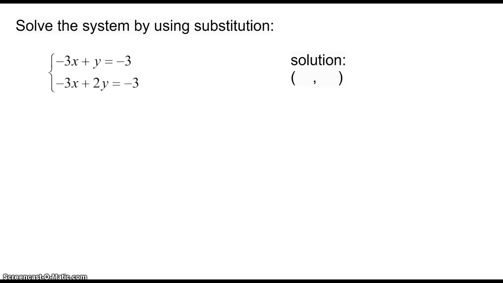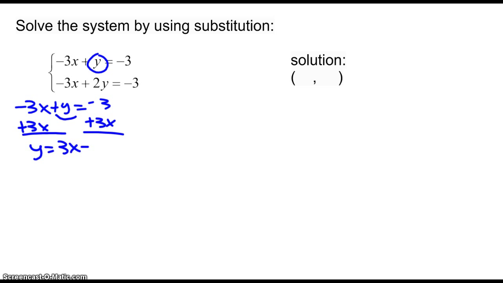All right, let's try the same thing here. What can we do? Well, it looks to me like this top equation, it would be fairly easy to solve for this y right here. Let me write that over again. Negative 3x plus y equals negative 3. Now this one is not conveniently already solved, so we're going to have to solve for it, which means I want to isolate the y. So let me do that by adding a 3x to both sides. And then I'll get y equals 3x minus 3.